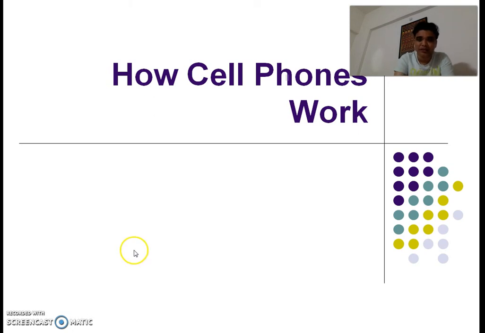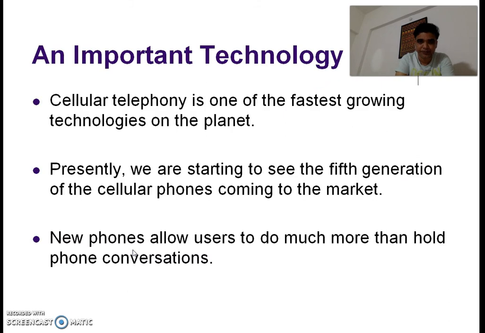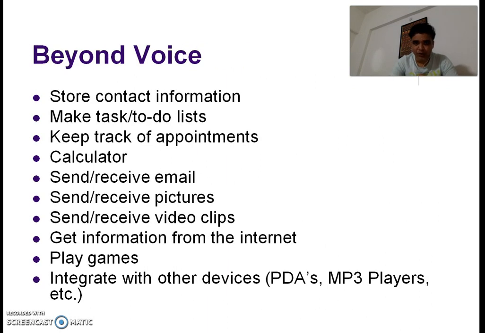So let's start with how cell phones work. This is a very important technology. Cellular telephony is one of the fastest growing technologies on the planet. Presently, we are starting to see the 5th generation of cellular phones coming to the market. New phones allow users to do much more than just hold a phone conversation. Store contact information, make task or to-do lists, keep track of appointments, calculator, Instagram, Facebook, Snapchat, and there are many more apps available nowadays.